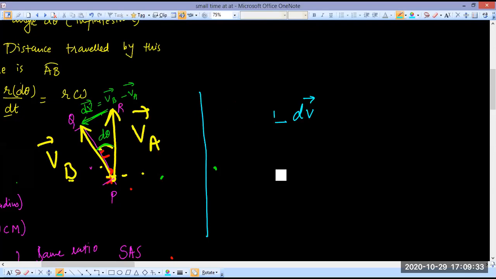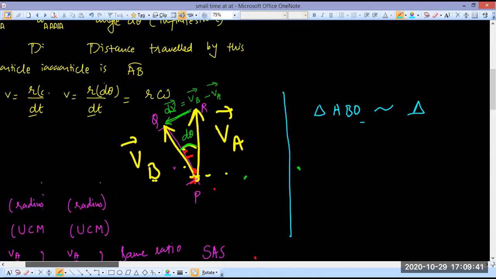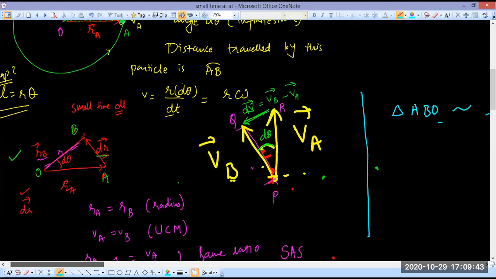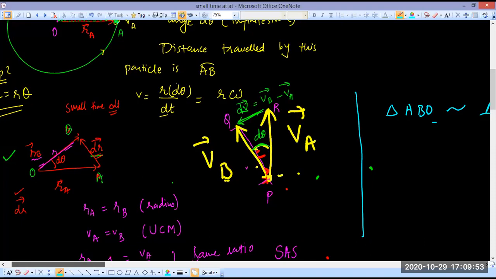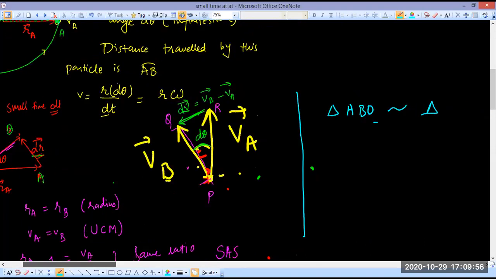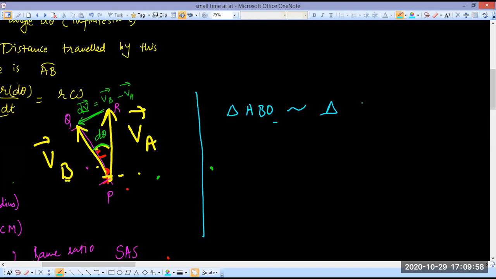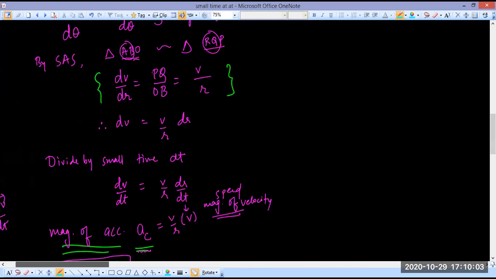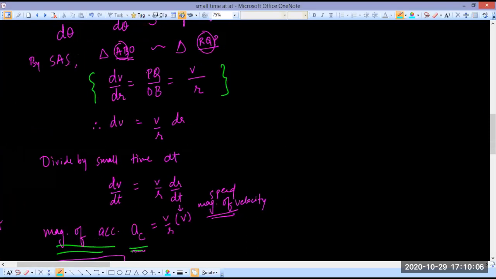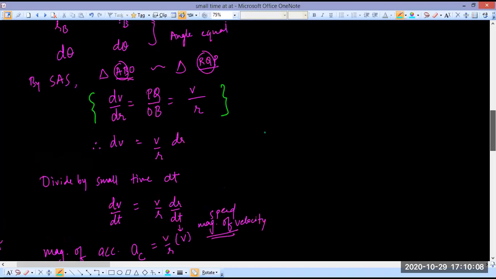Okay, let's start. So we can write that triangle ABO is similar to triangle PRQ, RQP. Let me just confirm. Thank you. Yeah, ABO is similar to RQP. Correct.